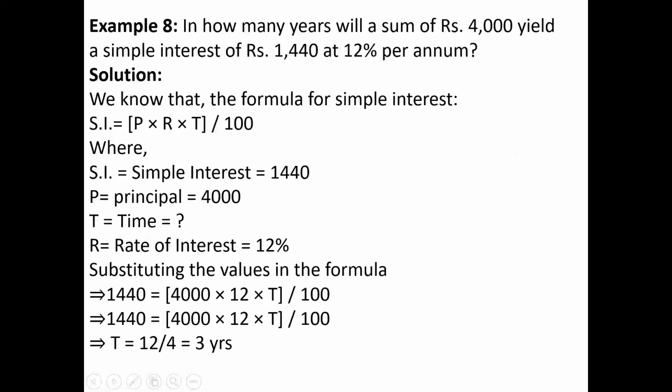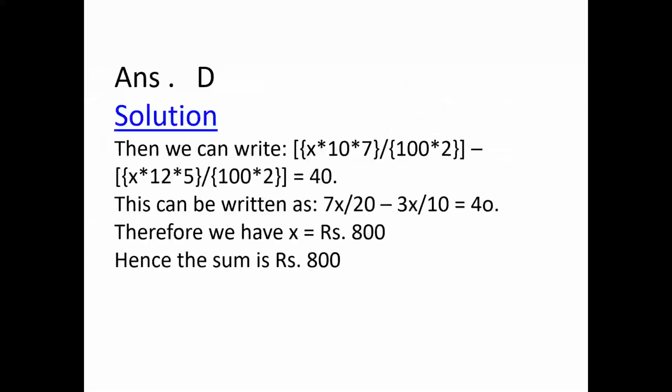Okay, so that's why we have written this one, that is x into 10 into 7. And next one we have written there, it is given like 12, so that's why we have written x into 12 into 5. So if we calculate this, then we will get 40. This can be written as 7x by 20 minus 3x by 10, that will give you 40. Therefore we have x equal to rupees 800, hence the sum is rupees 800.